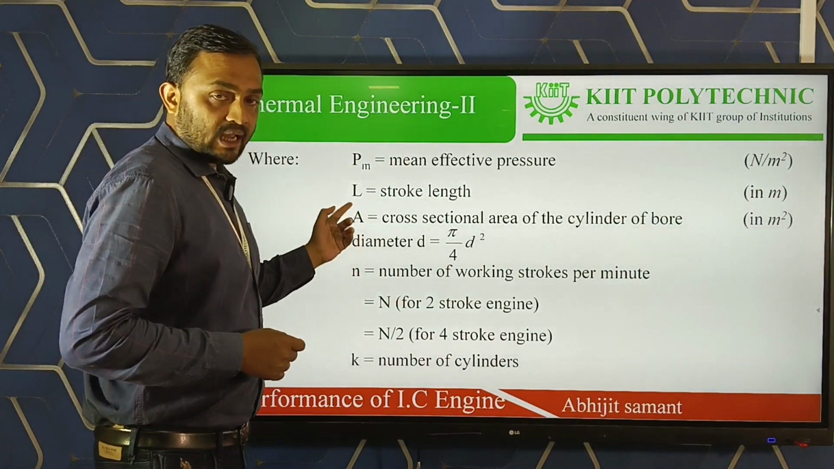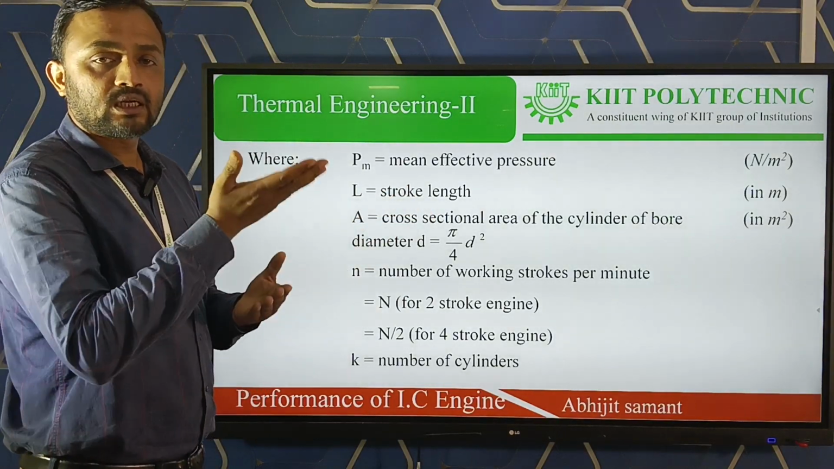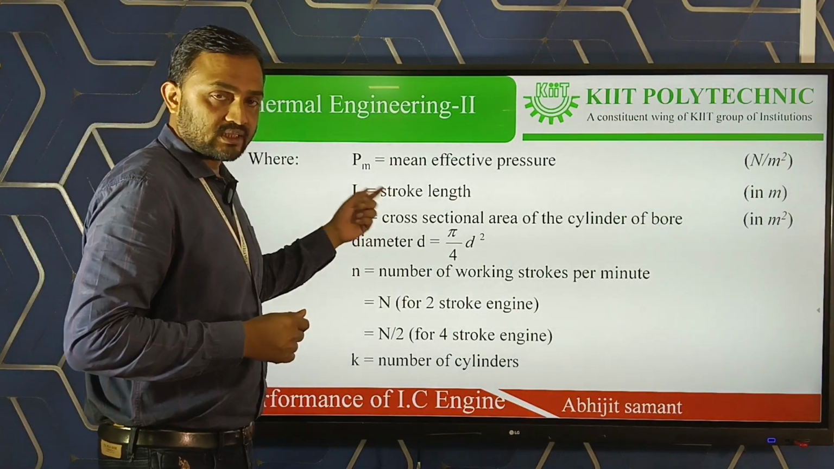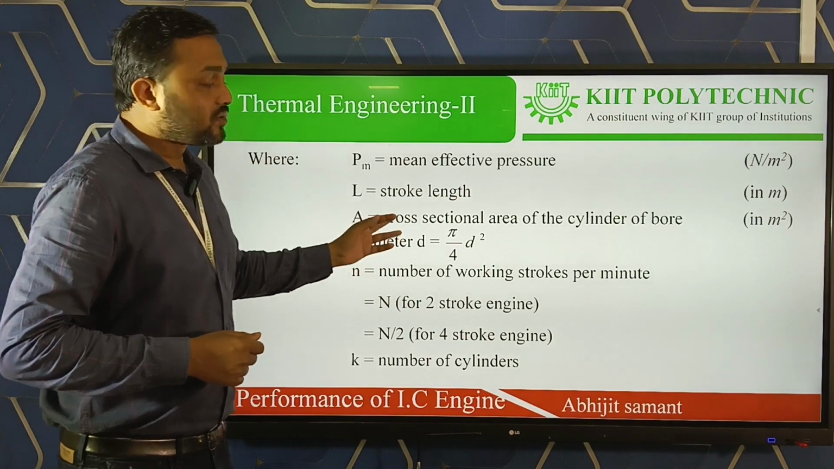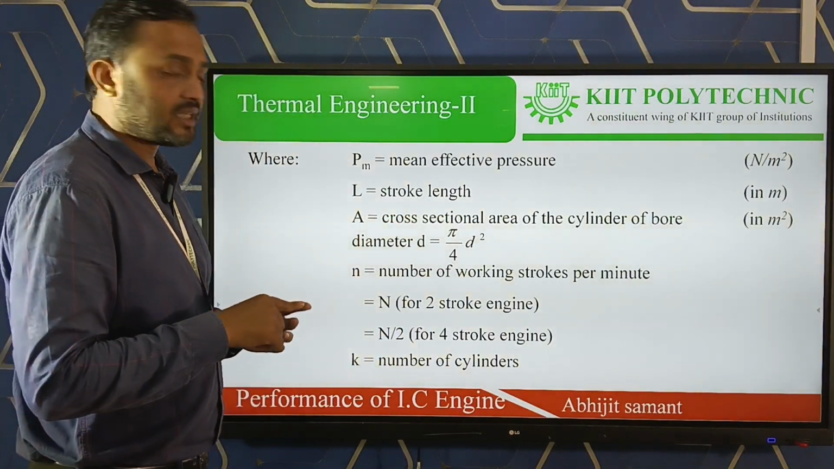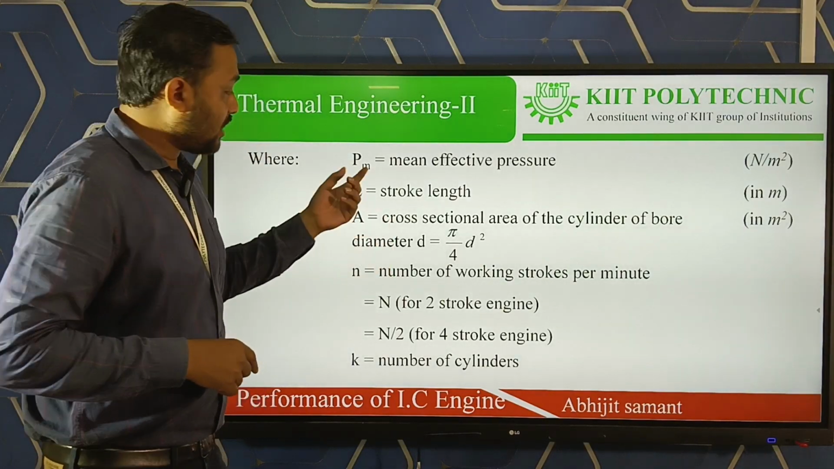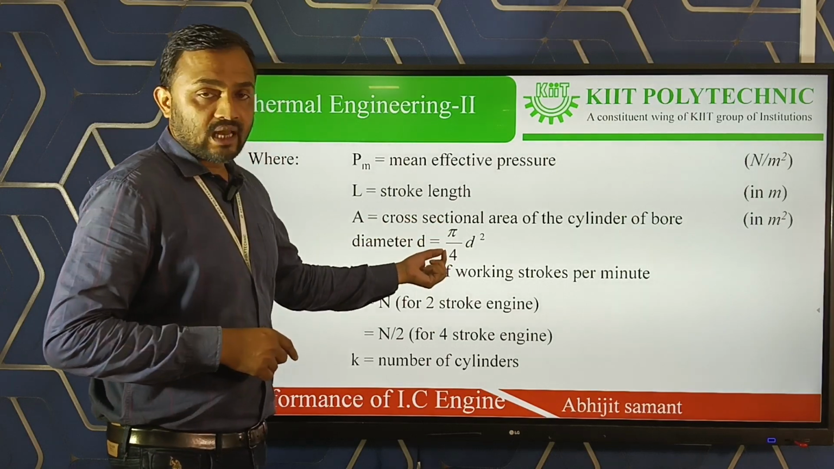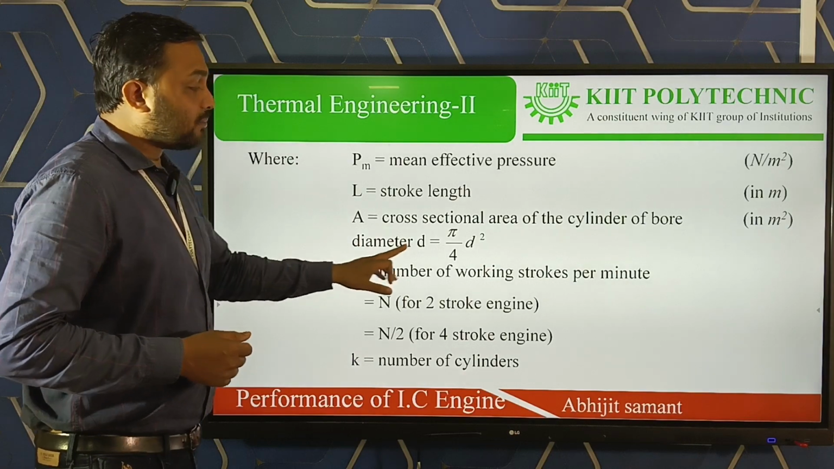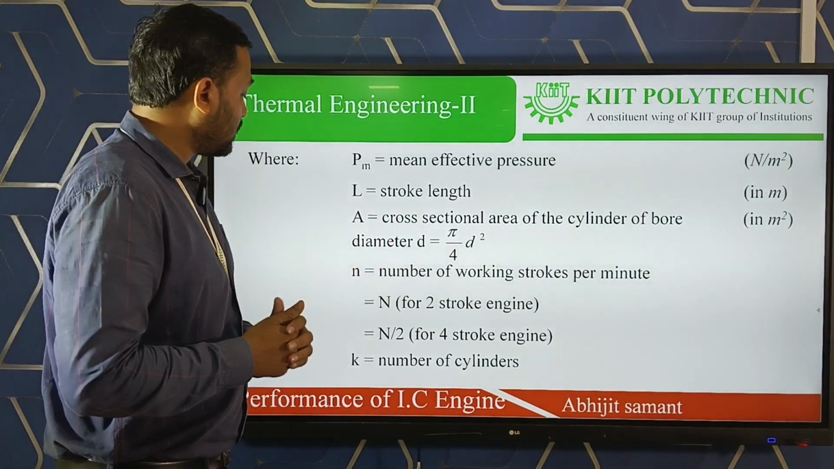Another one is L. Capital L is the stroke length, meaning the distance the piston moves from bottom dead center to top dead center. A is the cross sectional area of the cylinder bore. The total cross sectional area of the cylinder bore is taken as capital A, and it is calculated as pi by 4 into d square, where d is the diameter. Small n is the number of working strokes per minute.